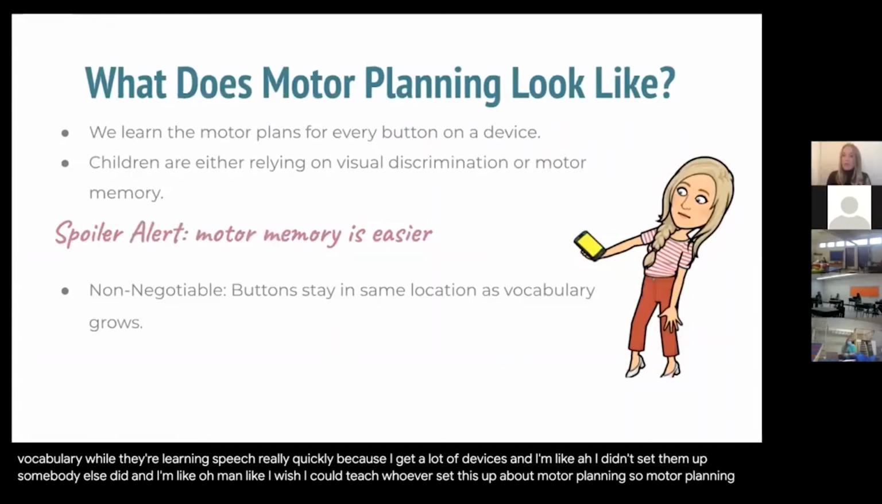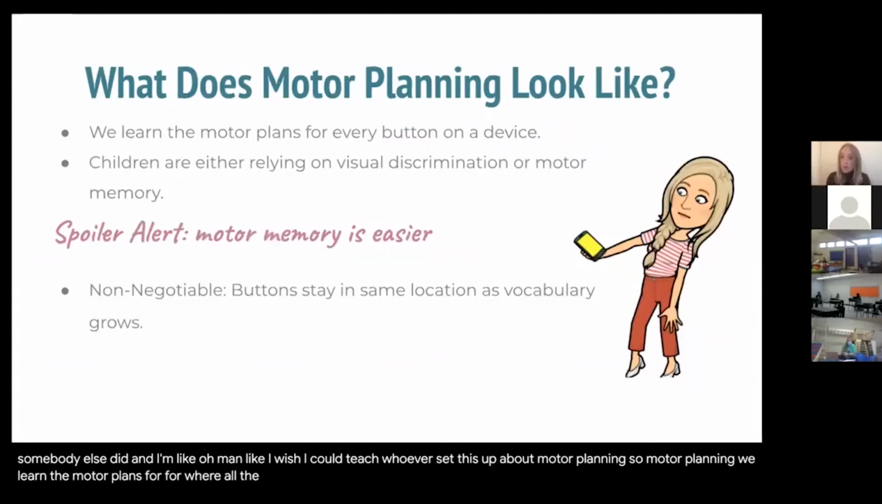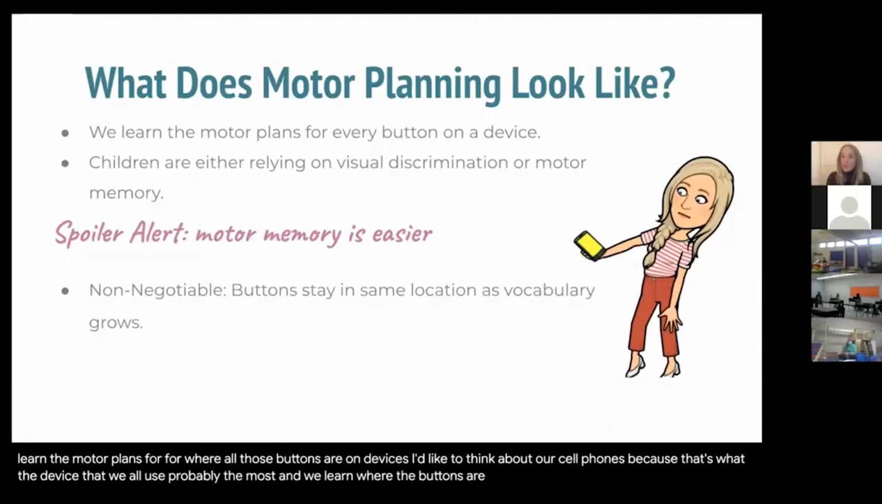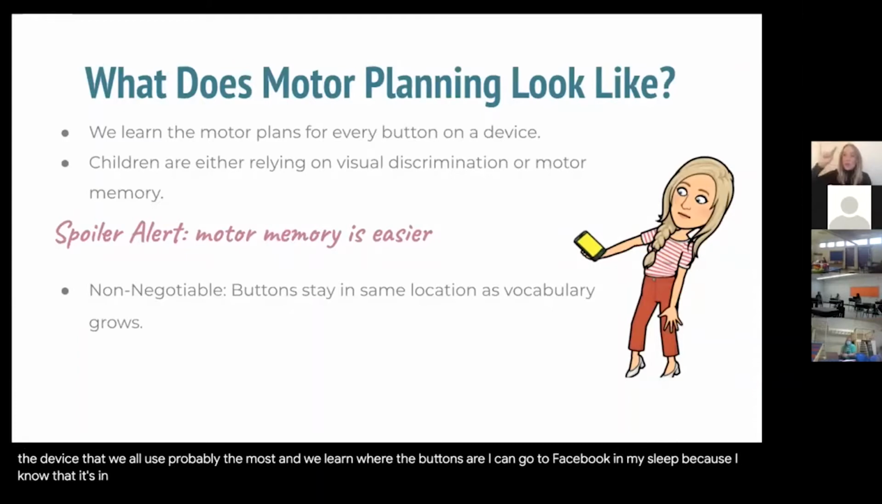Motor planning: we learn the motor plans for where all those buttons are on devices. I'd like to think about our cell phones because that's the device that we all use probably the most. And we learn where the buttons are. I can go to Facebook in my sleep because I know that it's in the second folder down, far right. I go there because I know the motor plan.